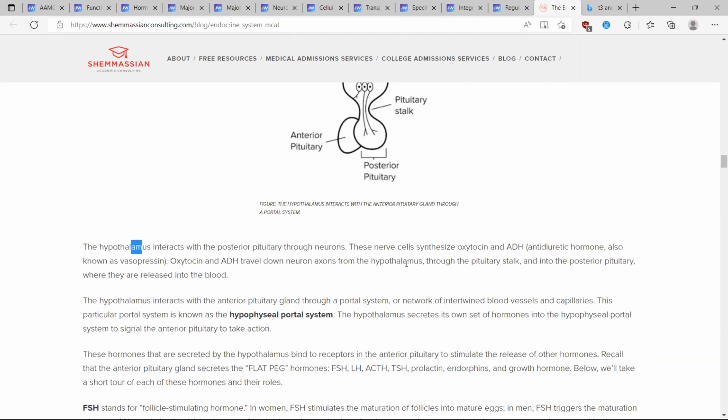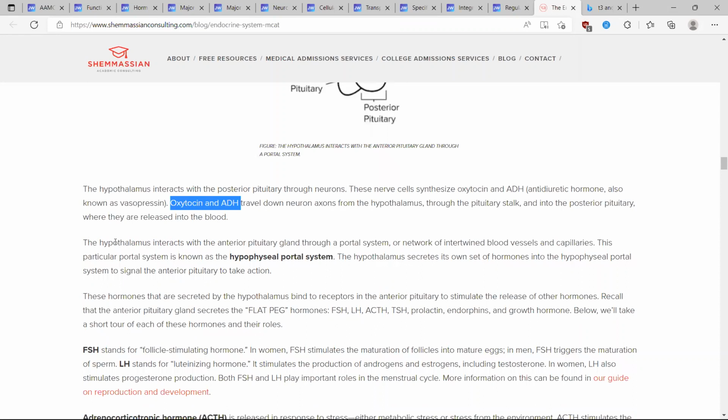The hypothalamus sends these nerve cells directly into the posterior pituitary, and they synthesize oxytocin and something called ADH, which is antidiuretic hormone. It's also called vasopressin. So oxytocin and ADH come directly from the hypothalamus into the posterior pituitary, and then the posterior pituitary releases them. So sometimes you can get a tricky question asking where oxytocin and ADH are produced. And technically they're produced in the hypothalamus, right?